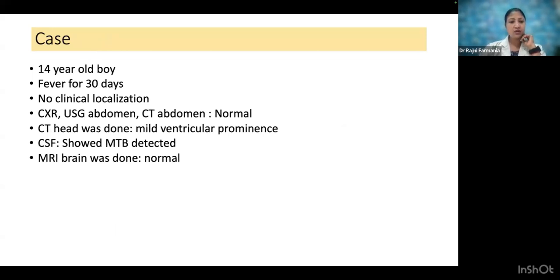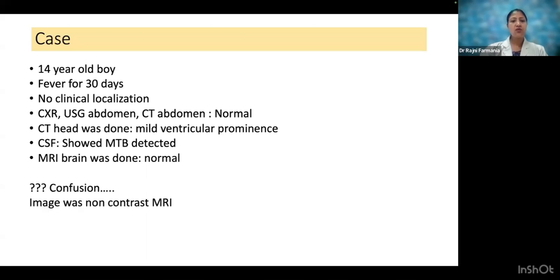All the scans done initially were normal. CT scan just had mild ventricular prominence. And CSF was done, which showed Mycobacterium tuberculosis. So this matches the history that the child has a long history of fever and CSF showed MTB. But when the MRI brain was done, it was totally normal. Now there was a question of how the MRI can be normal when the CT scan showed prominence. Why is there a confusion?